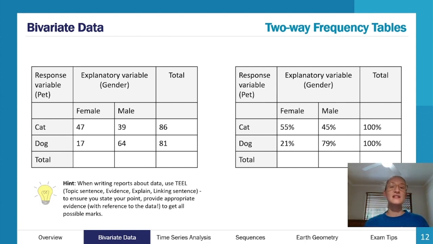So T, topic sentence, what's your point? Are we saying that females are more likely to prefer cats or dogs? Are we saying males are more likely? What are we actually saying? So making your point and your stance.